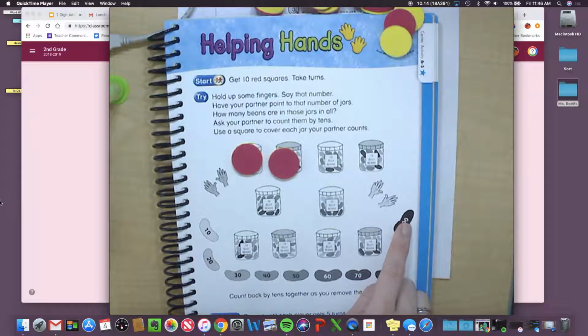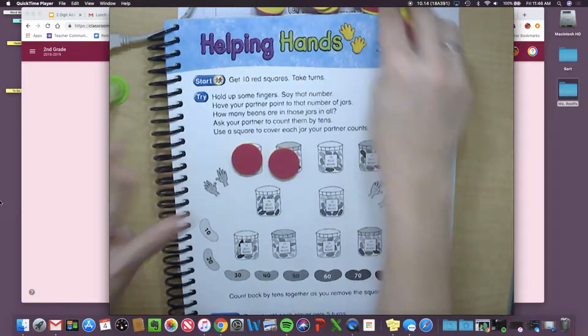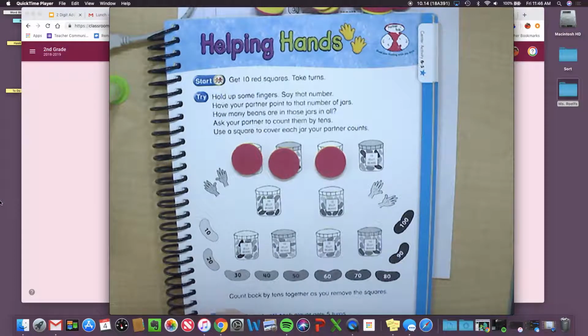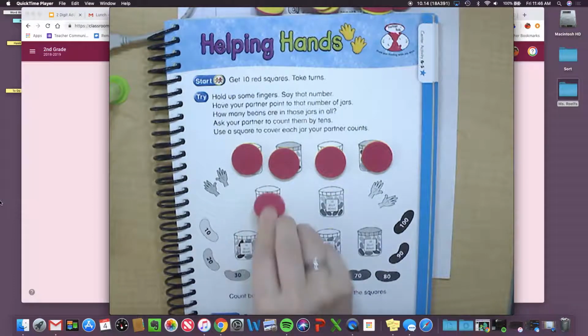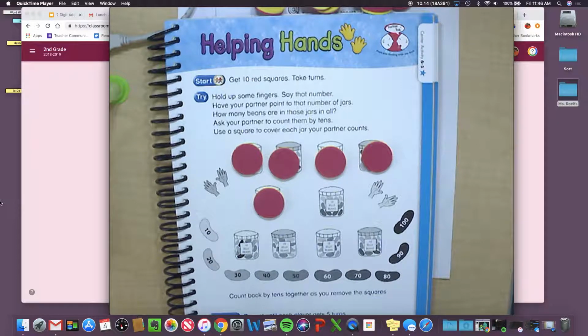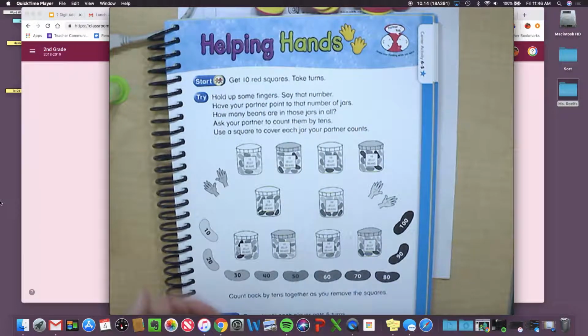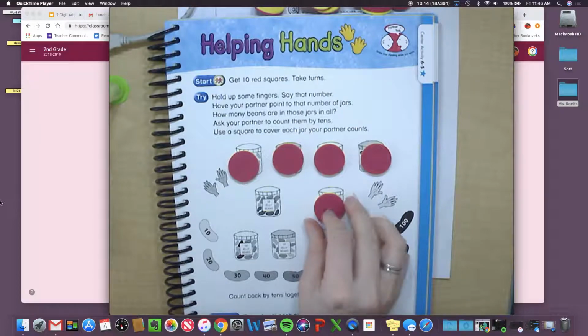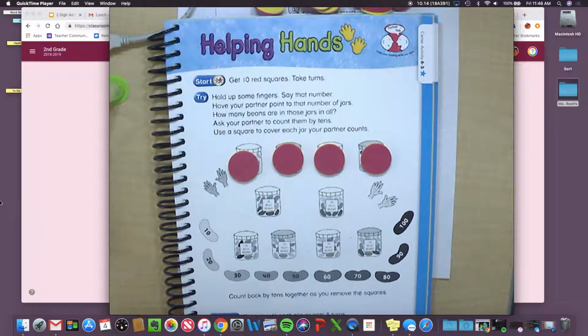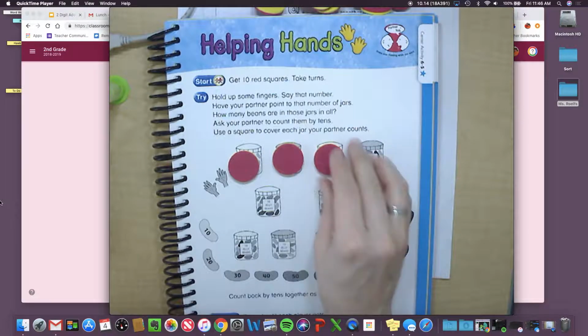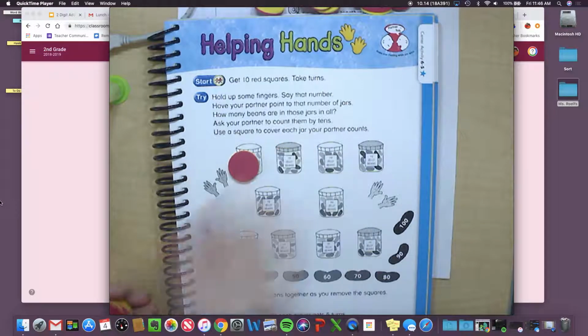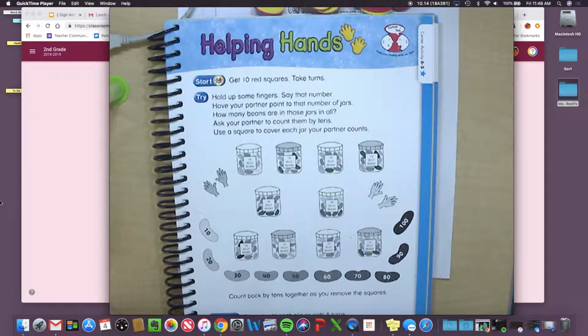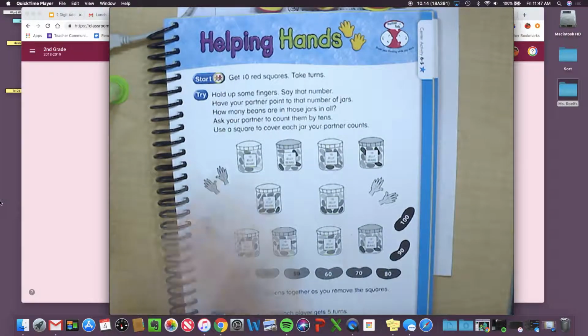So then if my next partner says three, then I would cover up three jars. 10, 20, 30. Okay? And we're going to take turns. And then when we remove them, we would say 20. So if I have all these covered up, and I would say 40, 30, 20, 10, 0. Okay? Repeat until each player gets 5 turns. So you do it until you each get 5 turns.